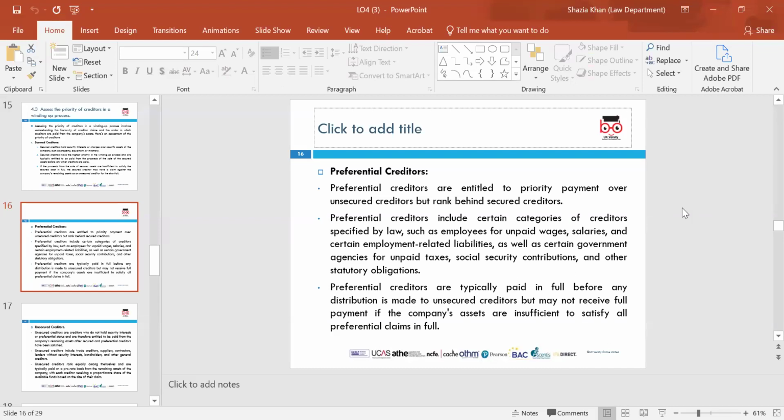Preferential creditors are typically paid in full before any distribution is made to unsecured creditors, but may not receive full payment if the company assets are insufficient to satisfy all the preferential claims in full. Some employee payments in liquidation are regarded as preferential, including things like notice pay and redundancy claims. Claims for these payments are regarded as unsecured.